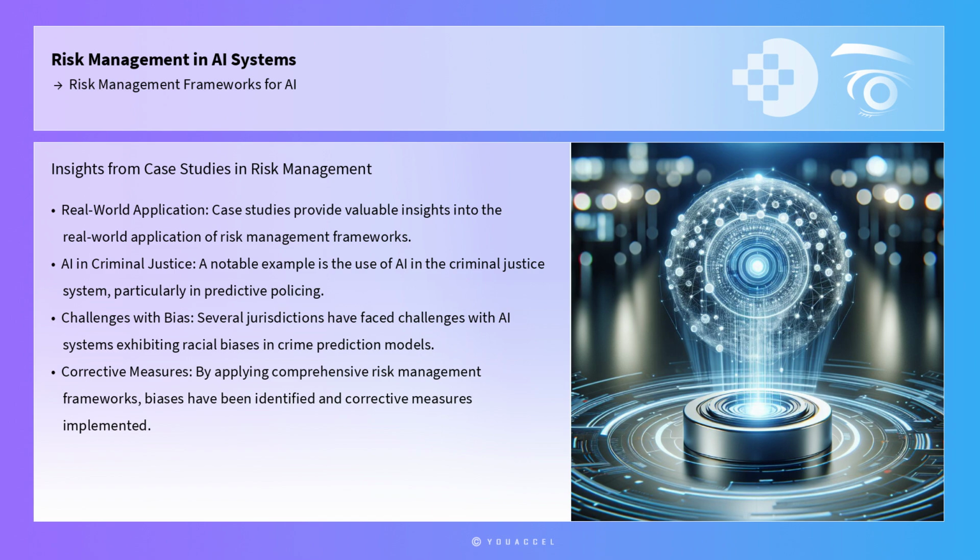Case studies provide valuable insights into the real-world application of risk management frameworks. A notable example is the use of AI in the criminal justice system, particularly in predictive policing. Several jurisdictions have faced challenges with AI systems exhibiting racial biases in crime prediction models. By applying comprehensive risk management frameworks, these jurisdictions have been able to identify biases and implement corrective measures, thereby enhancing the fairness and accuracy of their AI systems.